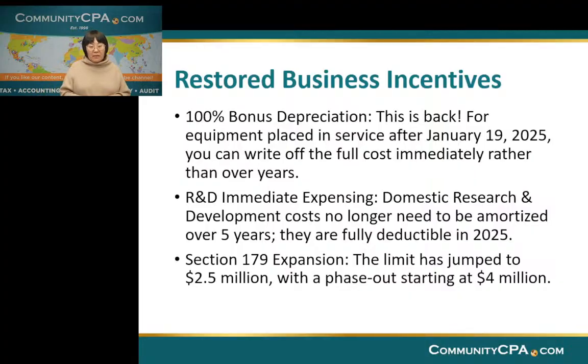So, the restored business incentives, that is the big heading, a highlight of the Trump administration. That 100% bonus depreciation is coming back. But it's not coming back on January the 1st, 2025. It's actually coming back on January the 20th, 2025. What does that mean? That's the inauguration date, remember, folks?